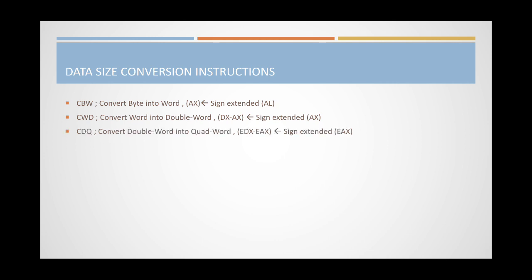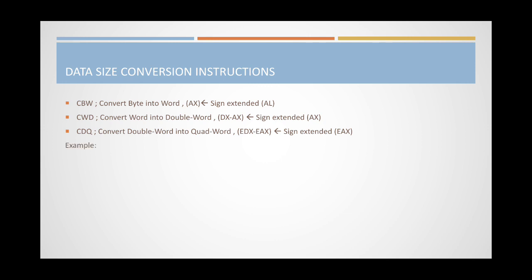Now there is another instruction for 32-bit processors, CDQ, convert double word into quad word. You will have a double word within the EAX register. During execution of CDQ, the sign will be extended for the EAX register, and the 32-bit number present within EAX will be converted into a 64-bit number. The lower 32 bits will be stored in EAX, the higher 32 bits will be stored in EDX.